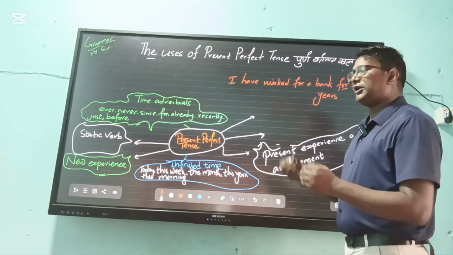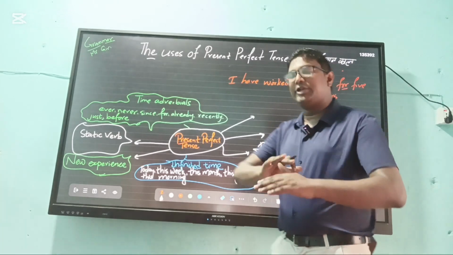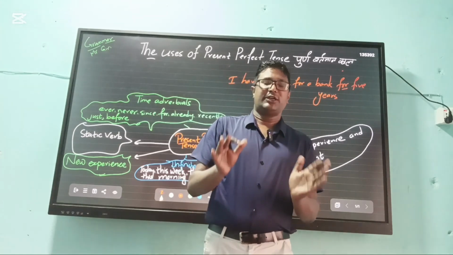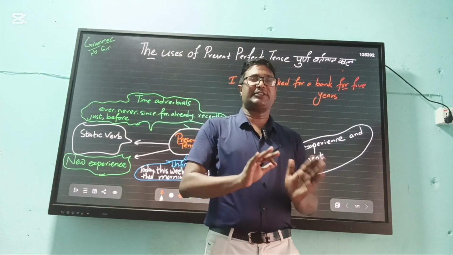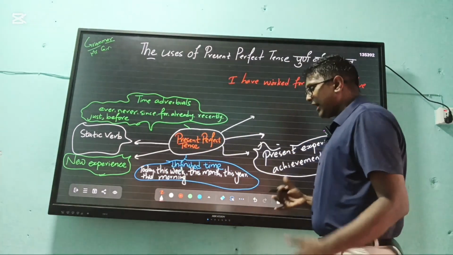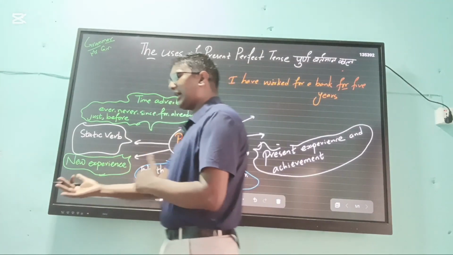That is my experience. Whenever you talk about your experience, at that time you use present perfect tense for the present experience. For example, I have danced on the stage several times.